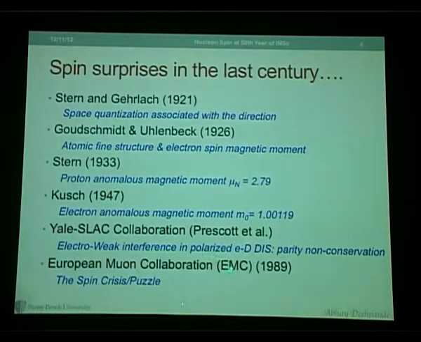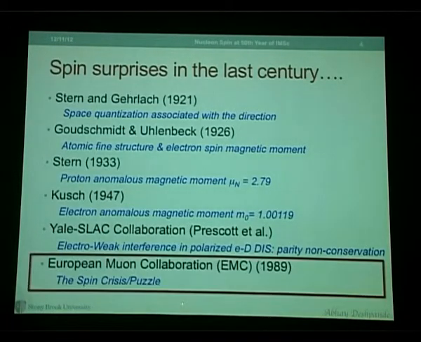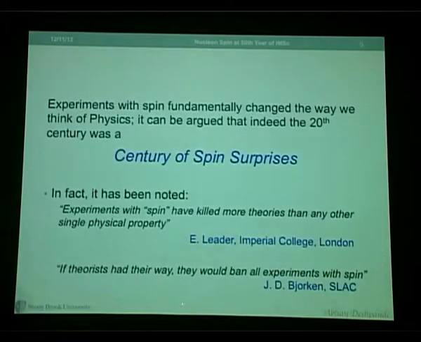And the last one was in 1989, when the European Muon Collaboration discovered something that we call the spin crisis, and this is something that I will talk about today. Experiments with spin have fundamentally changed the way we think about physics. It can hence be argued that the 20th century was a century of spin surprises.